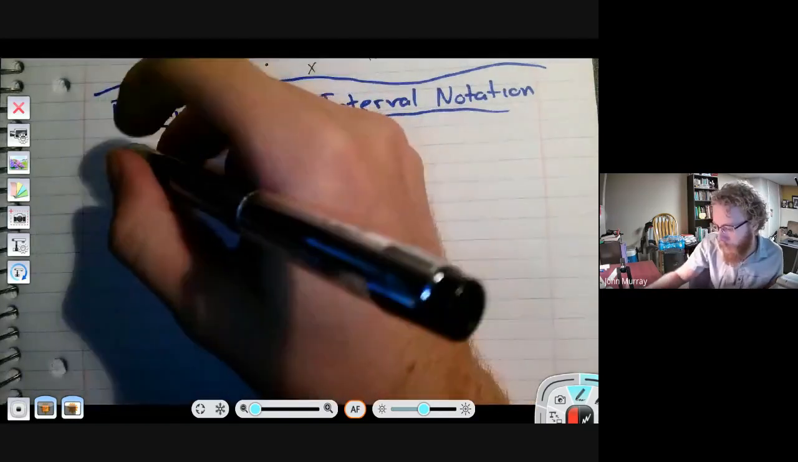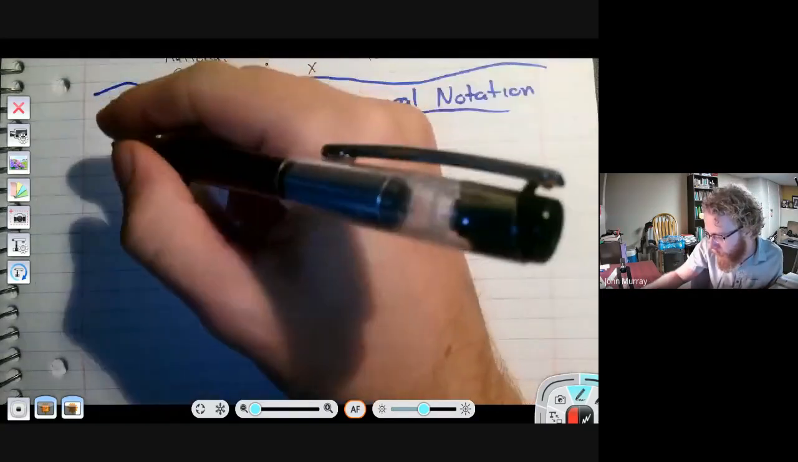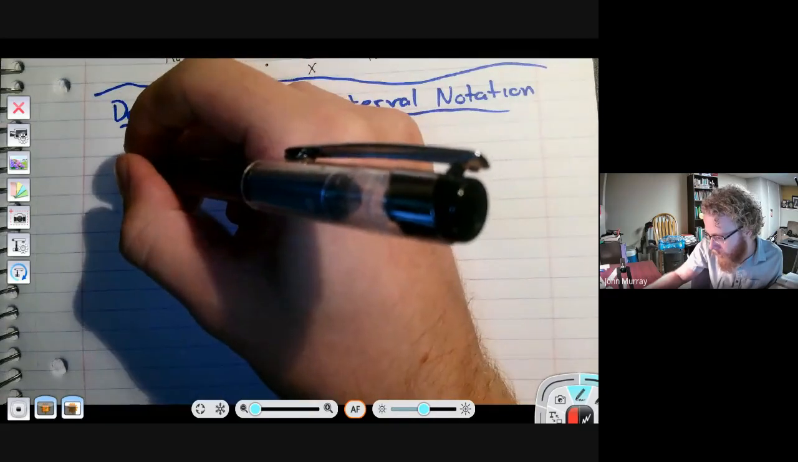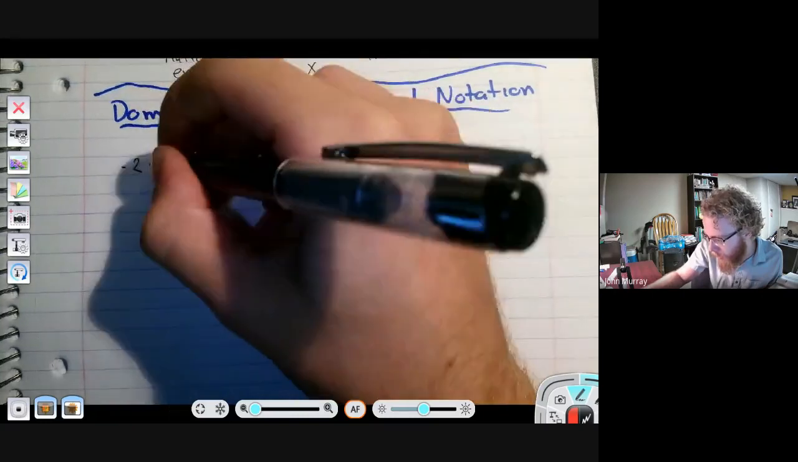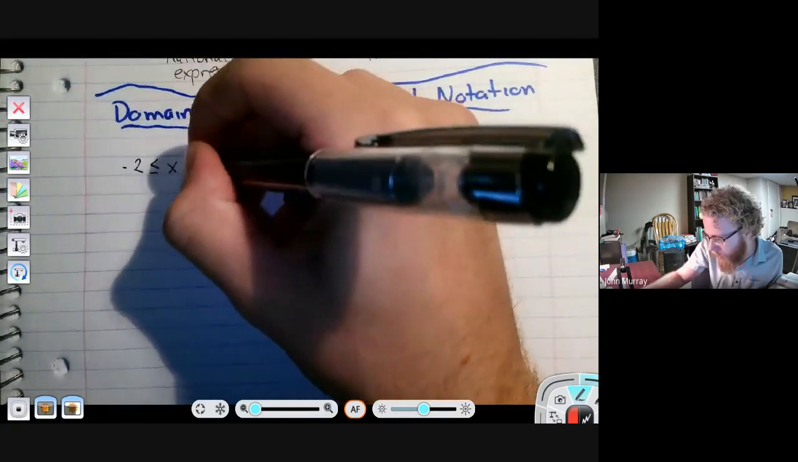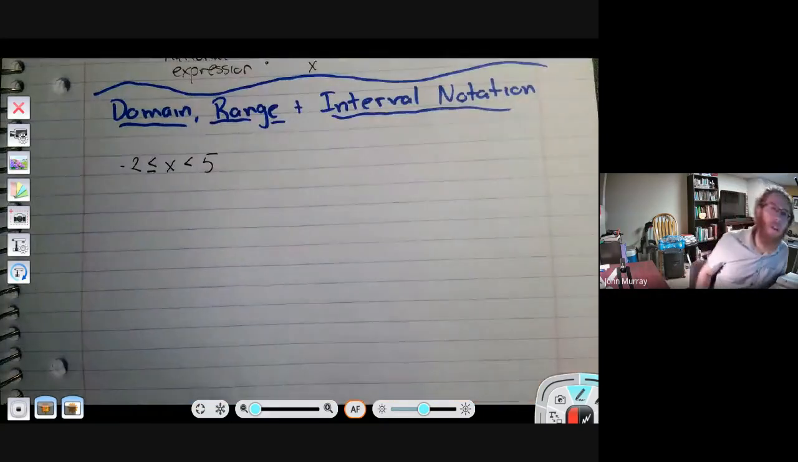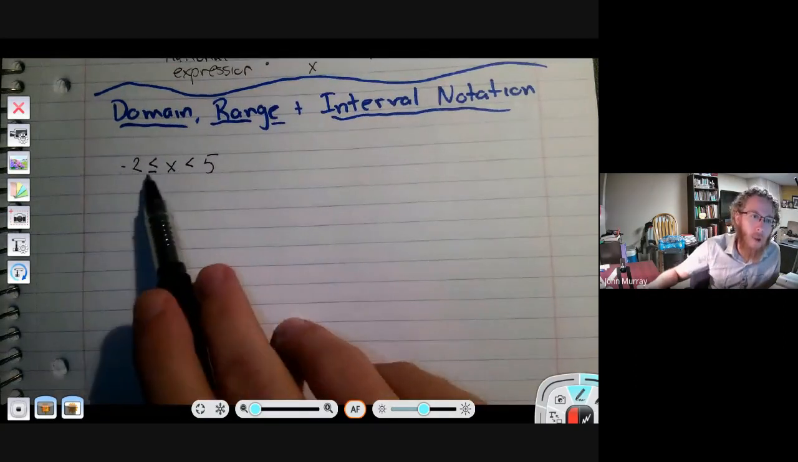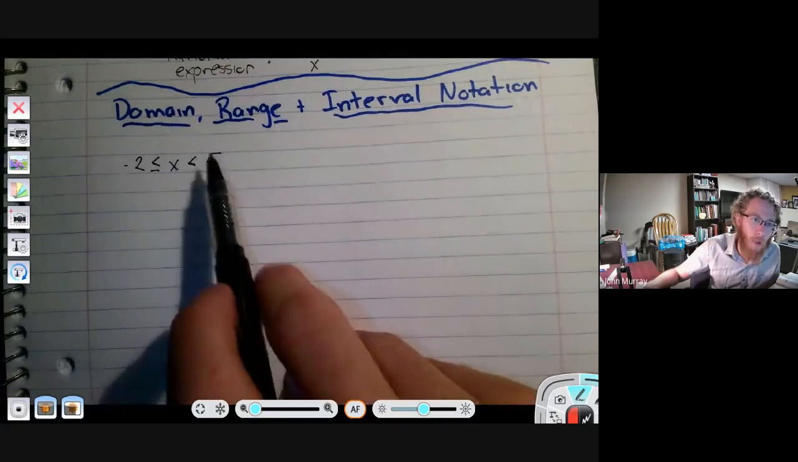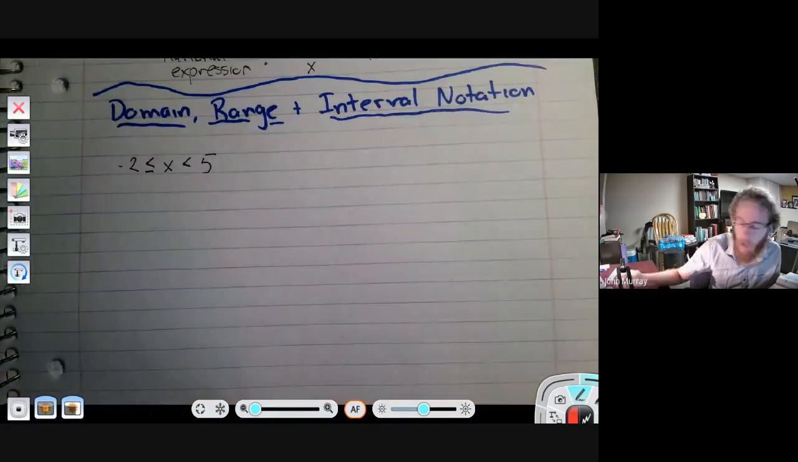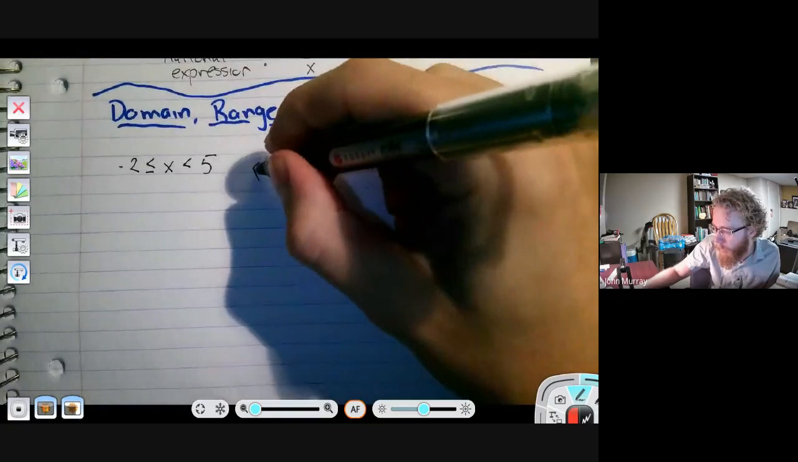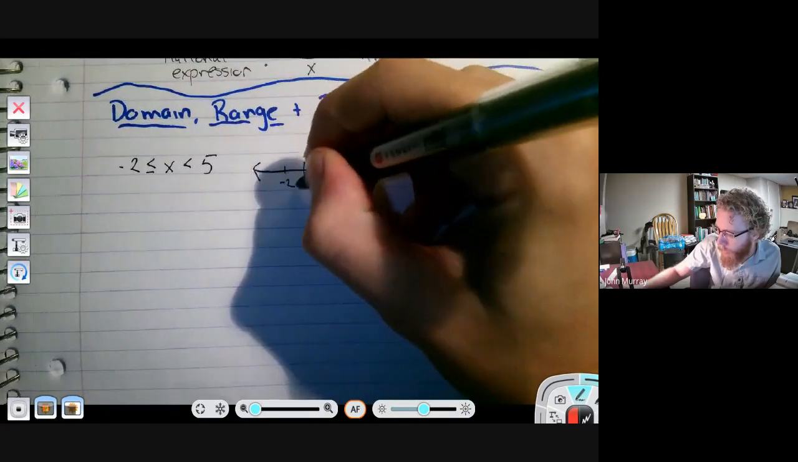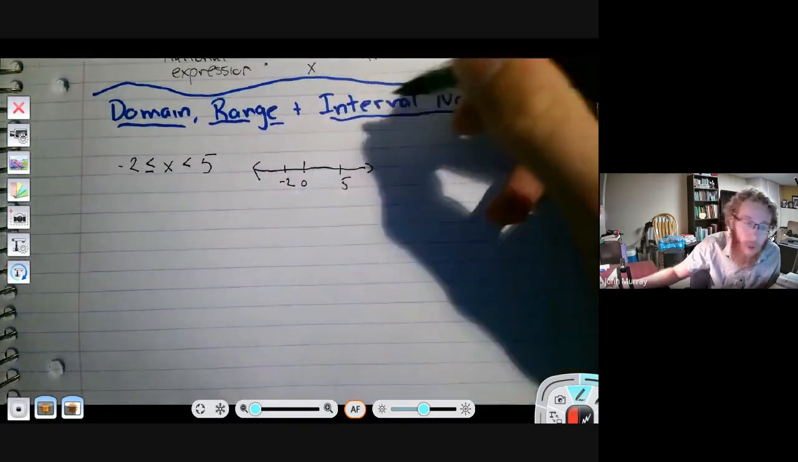So if I said something like, x is between -2 and 5, right? So this is telling me that x is greater than -2, but x is also less than 5, right? So again, if you had a number line, this is going way back. You got 0, you got -2, you got 5, right?